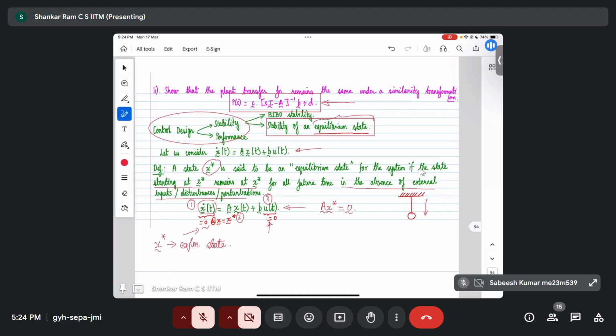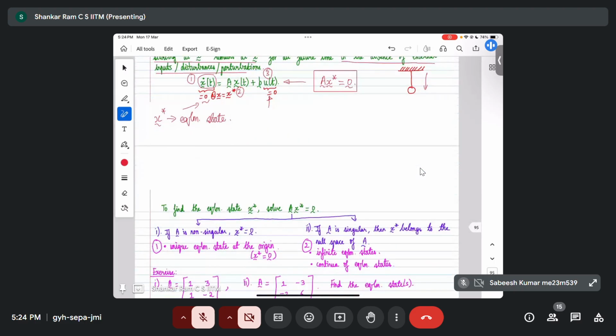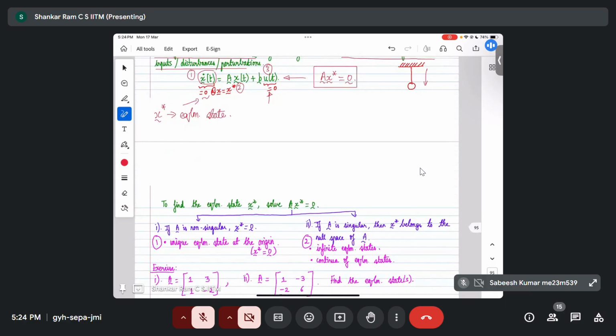Now, what happens is that we have x equal to x star, which means x dot becomes 0. And since u is also 0 because there is no external input or perturbations, terms 1 and 3 in this equation become 0. So the solution to A x star equals 0 becomes a possible equilibrium state. I hope everyone agrees. Is it clear to everyone how we got A x star equals 0?